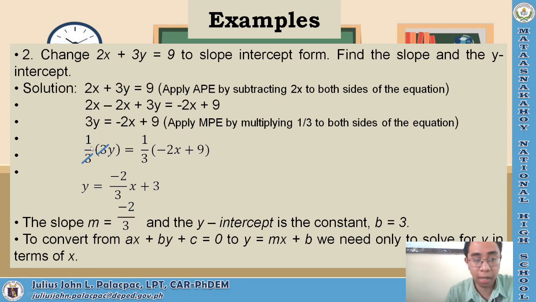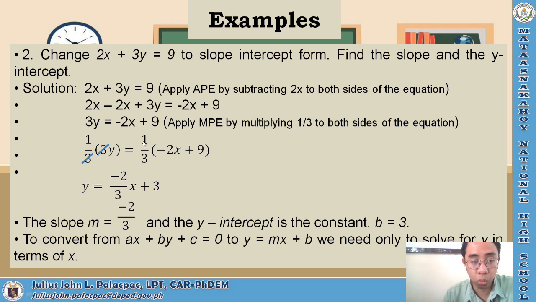So we'll multiply 3 times 1. We'll first multiply on the numerator and then divide on the denominator. 3 times 1 is 3. 3 divided by 3 is 1. So the answer is y is equal to negative, so we'll not forget the negative. 2 times 1 is 2, divided by 3. It cannot be divided because it will result in a decimal number.